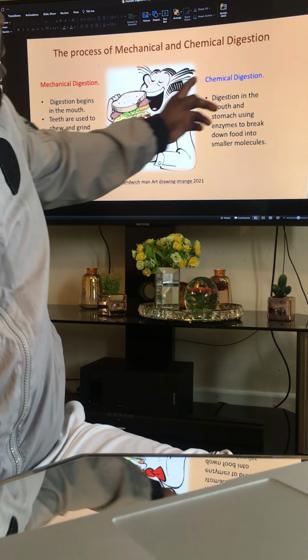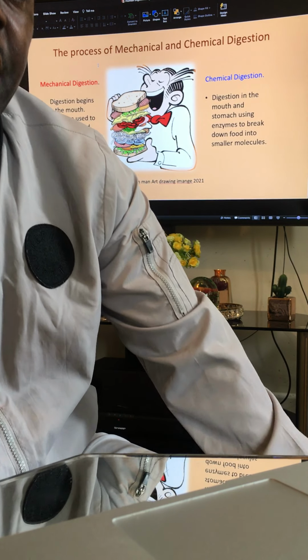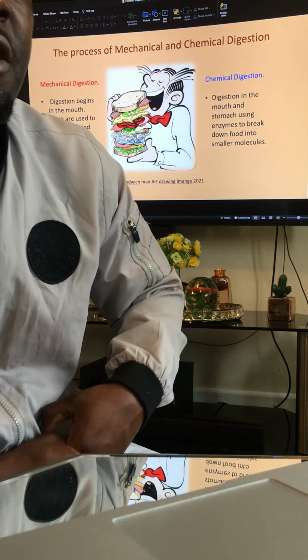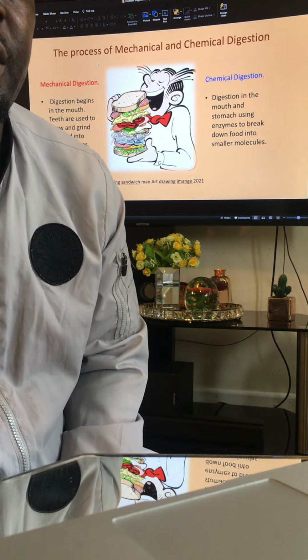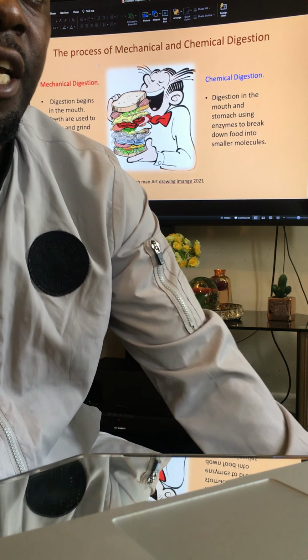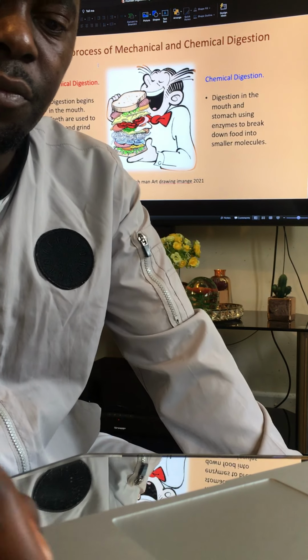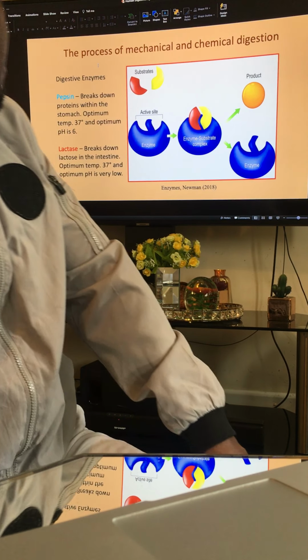The chemical digestion. Chemical digestion starts in the mouth as well, then proceeds in the stomach, where digestive enzymes such as pepsin and gastric lipase are secreted to break down protein and triglycerides further. The process and mechanics of chemical digestion.